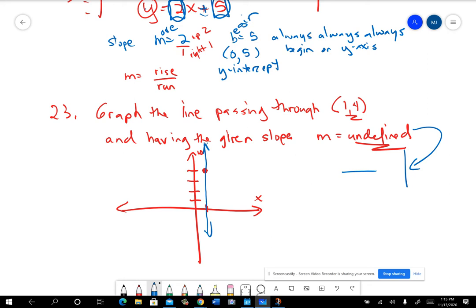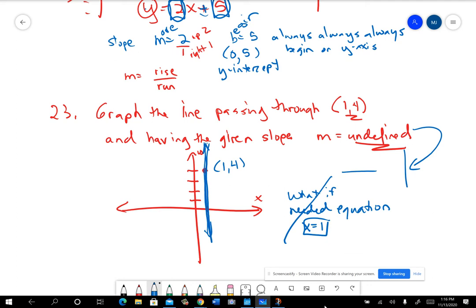By the way, if they had asked me for the equation, what if you needed the equation, which you might later, I could now look at that and see this was the point 1, 4 and the line has to go up and down. See how that makes all the x's equal to 1? But that wasn't this question. This question just wanted you to graph.